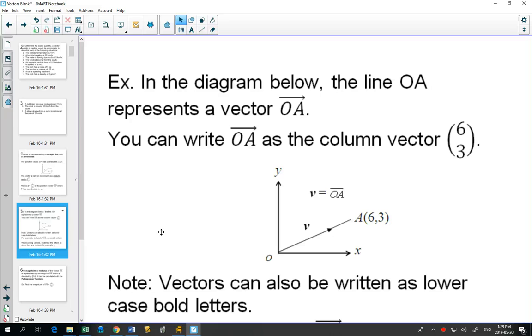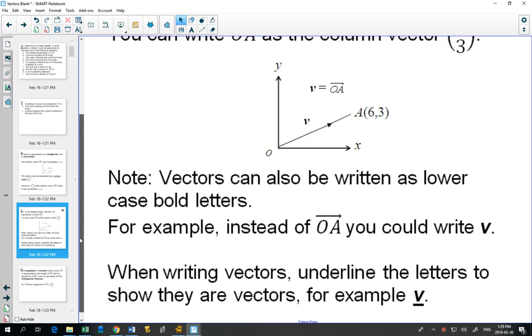So here we have another vector, OA. It goes to 6, 3, so we could write that as the column vector 6 and 3. I talked about writing vectors as lowercase, and so you could write it as a bold number, but we can't write bold, so sometimes you can either underline it, or sometimes you can draw a little arrowhead over top of the letter as well.